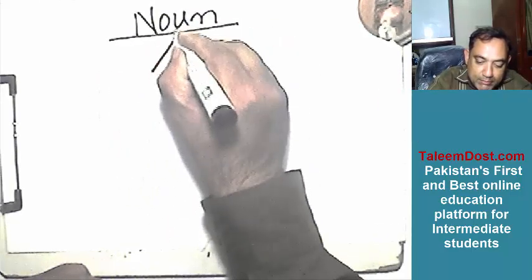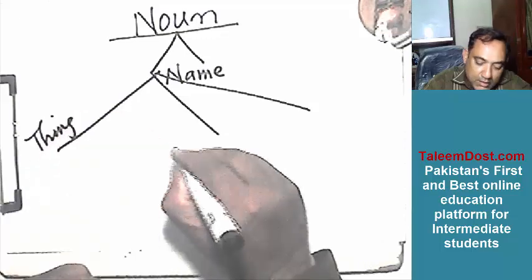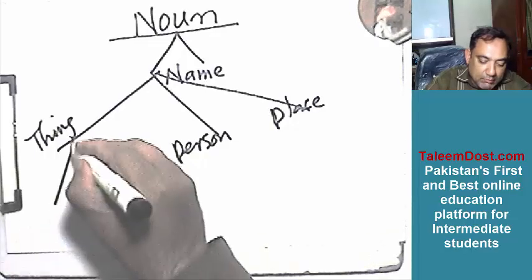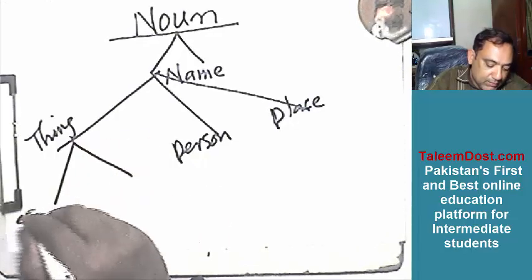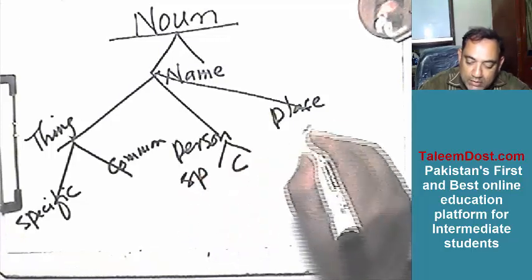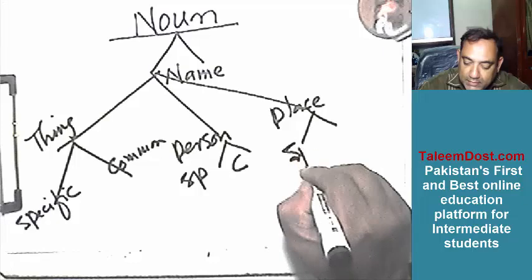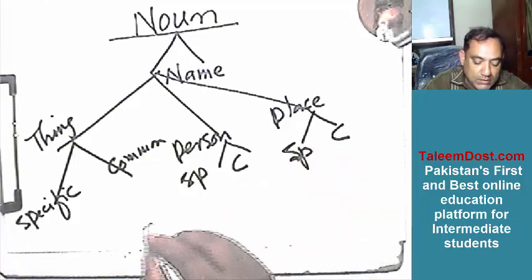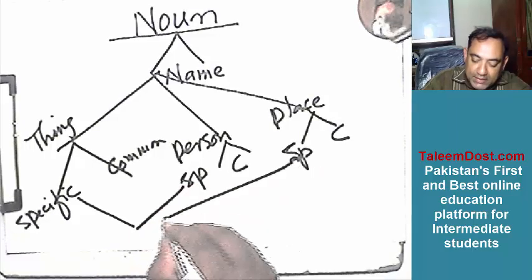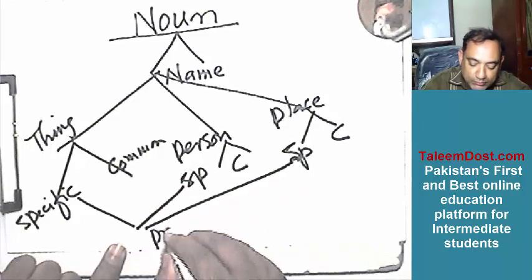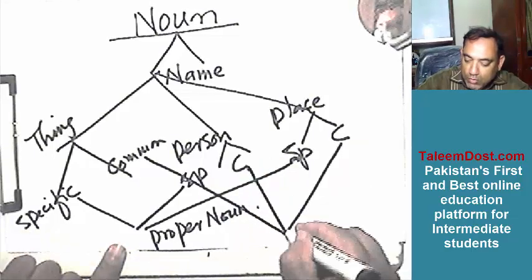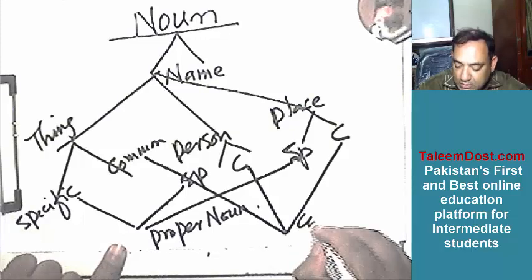Noun means name, name of a thing, name of a person, name of place. Thing may be specific, common. Person may be specific, common. Place may be specific, common. Specific thing, specific person, specific place, that is known as proper noun. Common thing, common person, common place, that is common noun.